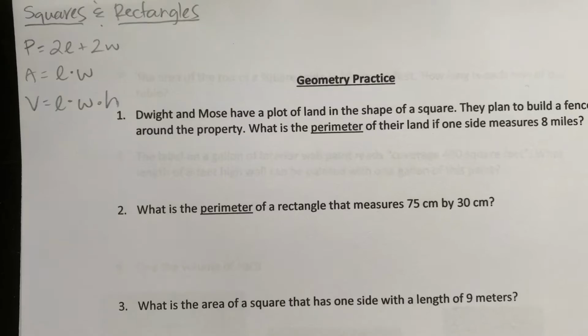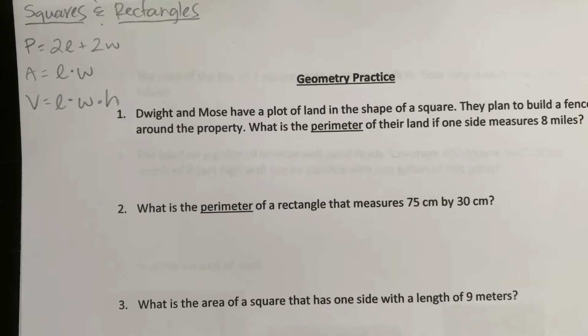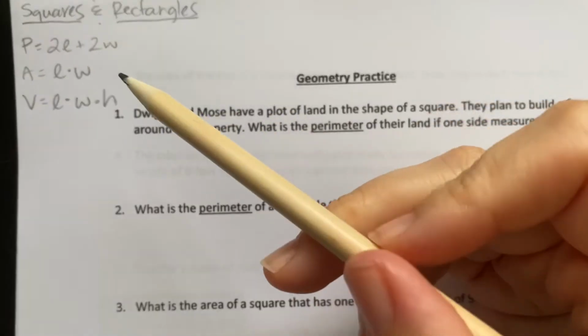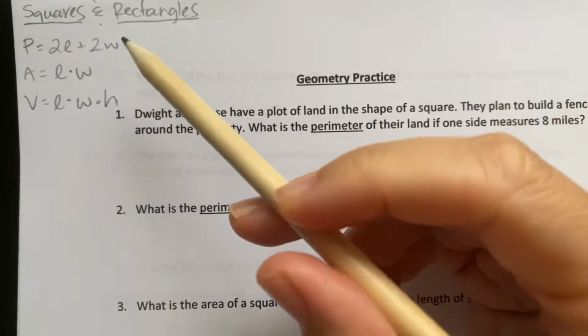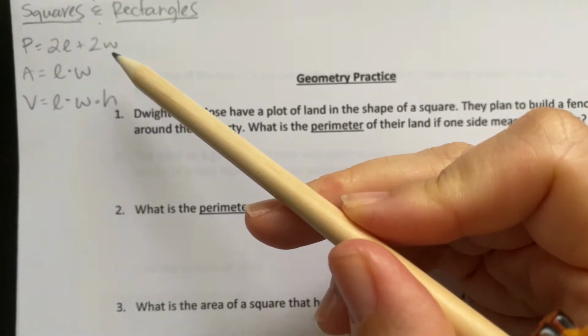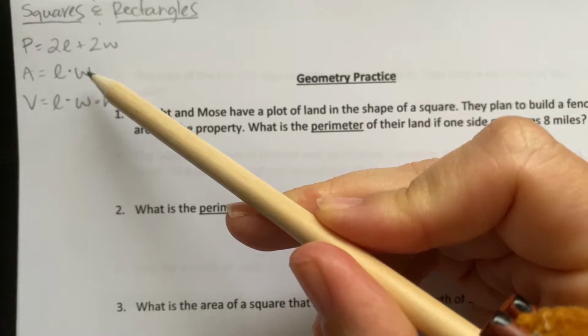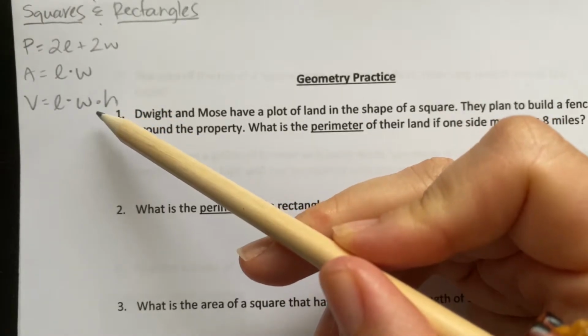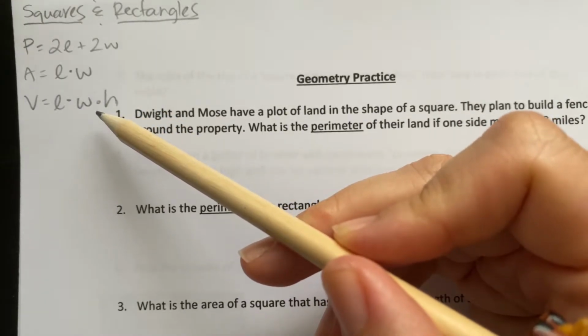We are going to be working on some word problems that involve squares and rectangles today. So just a quick review, these are your formulas for squares and rectangles. We have perimeter equals twice the length plus twice the width, or just add all the sides. Area is length times width, and volume is length times width times height.